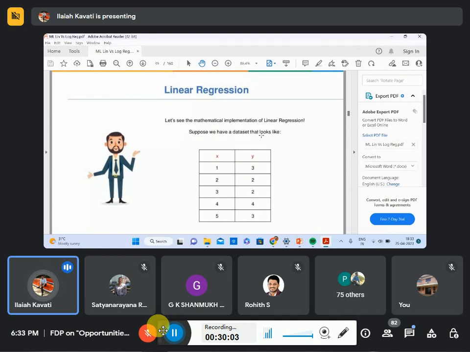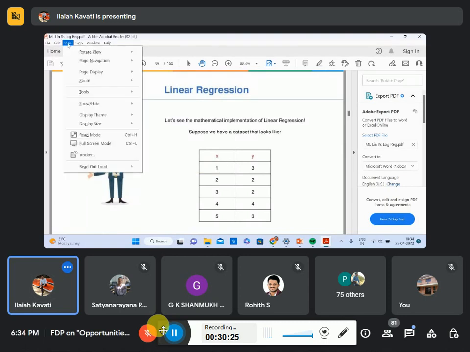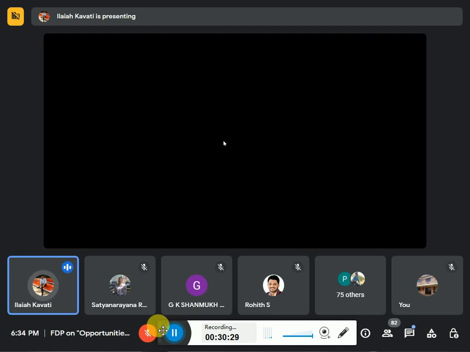Now, we'll take a small example on how to model it. Let us assume here x is the independent variable, that is my experience, and y is my salary. So if you want, just note it down. X is my years of experience, y is my salary.